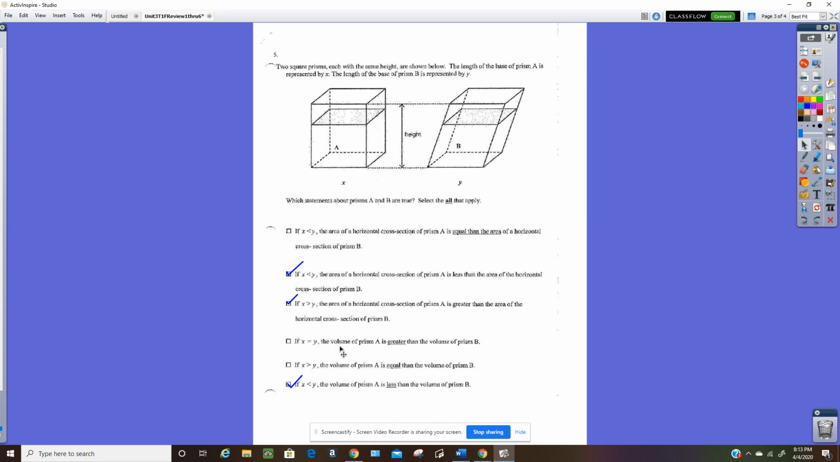If X equals Y, the volume of A is greater than the volume of B. Well, according to Cavalieri's principle, the volumes would be the same. If X is greater than Y, the volume of the prisms is equal. No, the volume of prism A would be greater if X is greater than Y by Cavalieri's principle. And finally, if X is less than Y, the volume of prism A is less than B. That follows Cavalieri's principle, so that's also true.